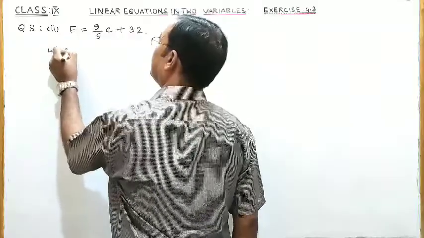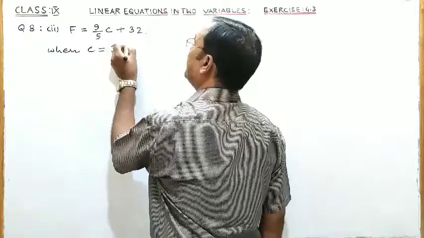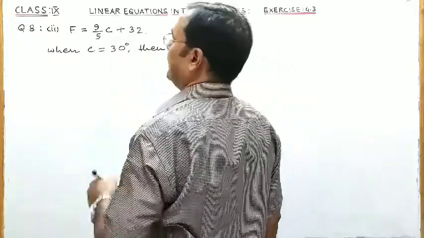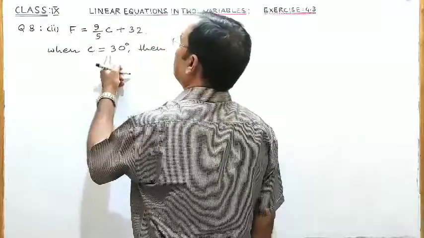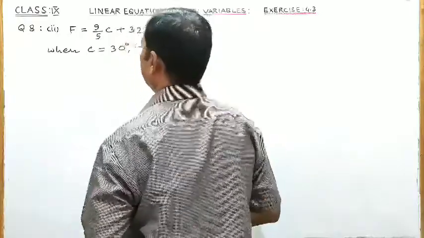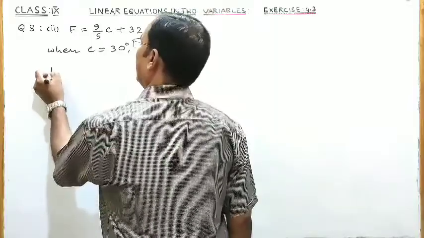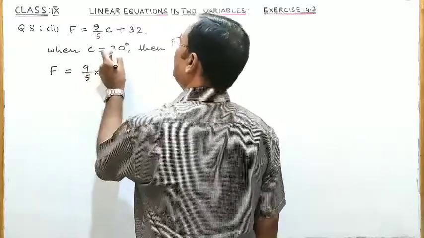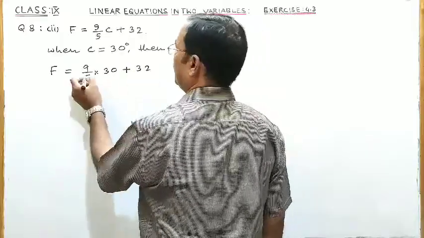When C is equal to 30 degree, then we have to find temperature in Fahrenheit. So let us put this value of C, which is 30 degree, in this given linear equation, F equal to 9 by 5 into C plus 32. So F is equal to 9 by 5 into value of C is 30 plus 32.